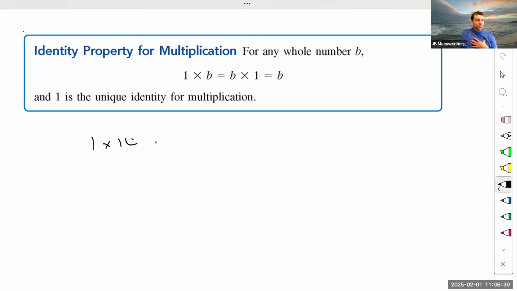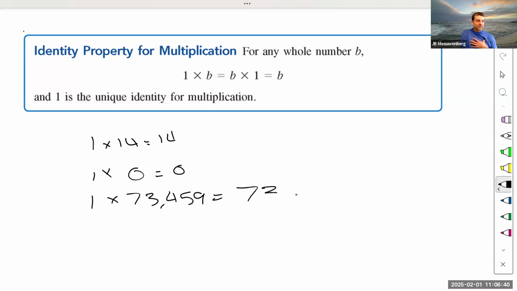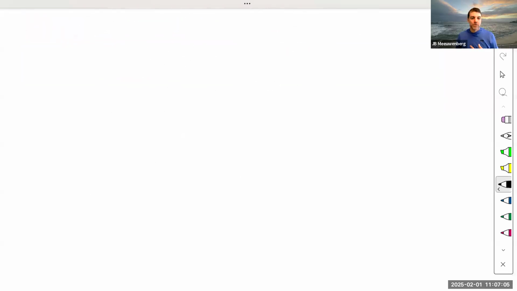1 times 14 equals 14. 1 times 0 equals 0. 1 times 73,459 is equal to 73,459. For any whole number B, 1 times B is the same thing as B times 1, which is just B. 1 is the unique identity for multiplication. All right. So there's two of our number properties, closure and the identity property.